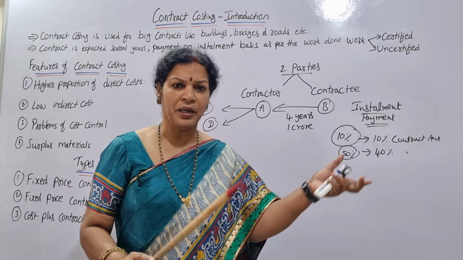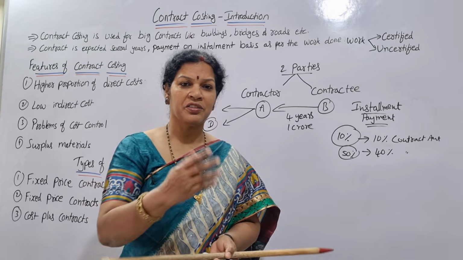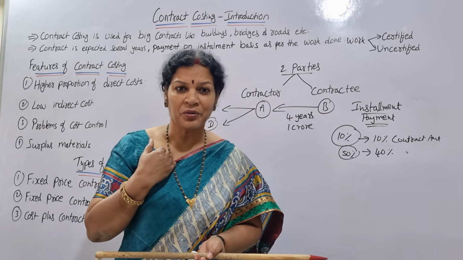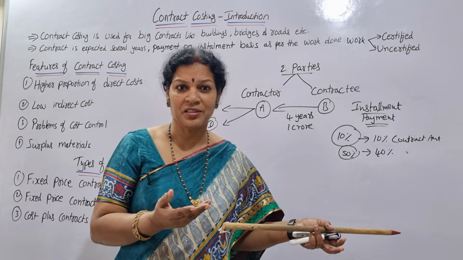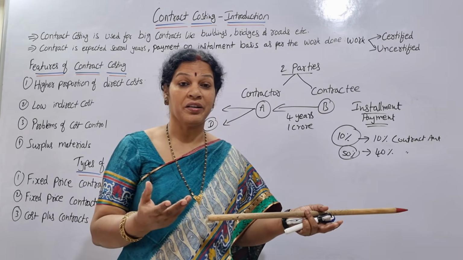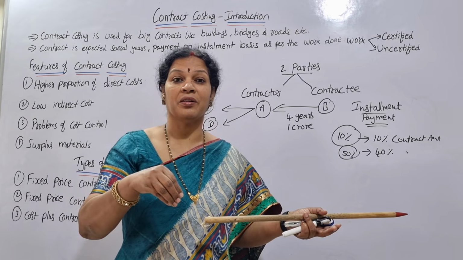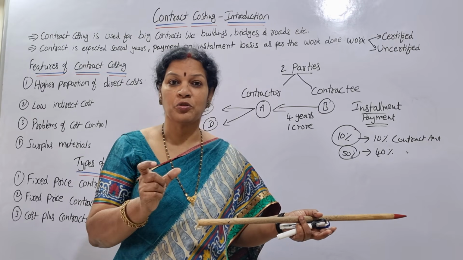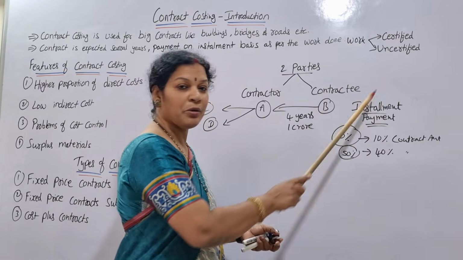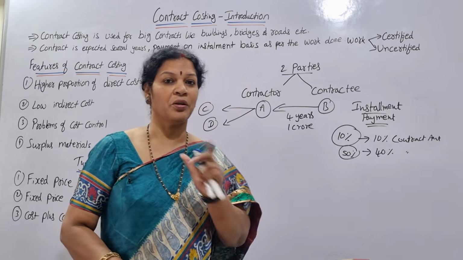Some idea? You might be hearing this word. Someone is saying, what do you do? I'm a contractor. What kind of contracts do you have? He says, civil contracts I have. I have this contract. It means he's a contractor. He has taken a work on a long run basis to complete from the contractee. The one who has taken some work from the contractee is the contractor.